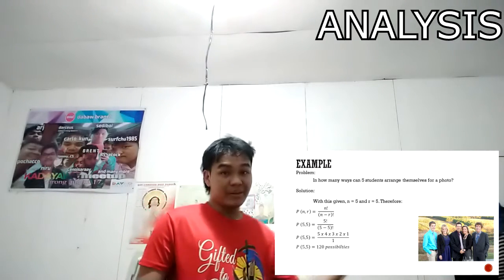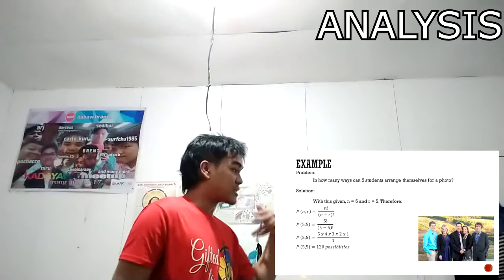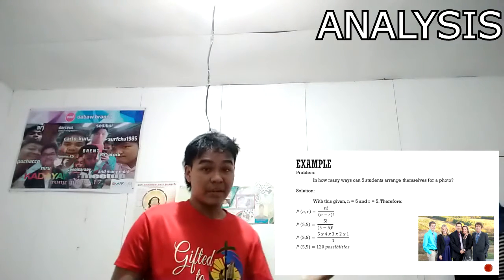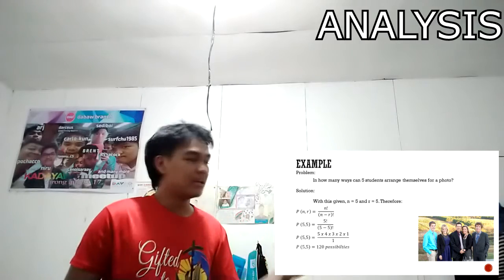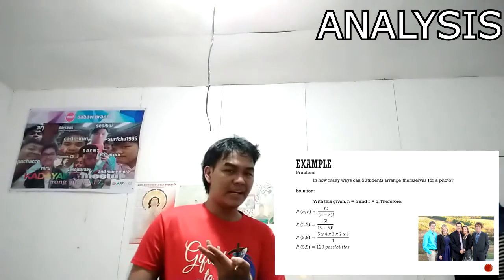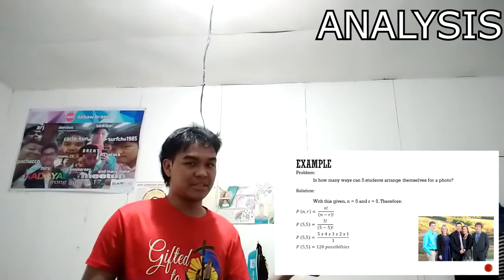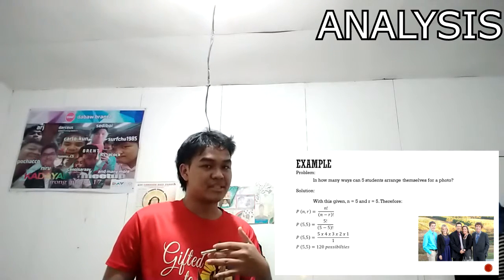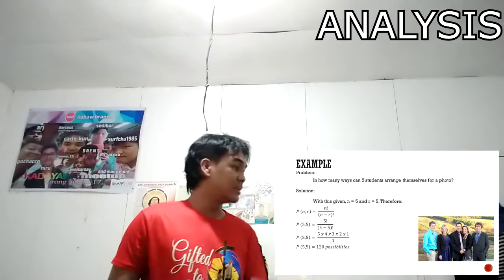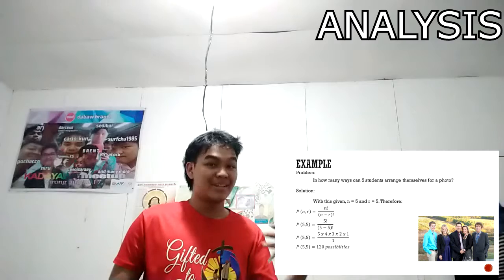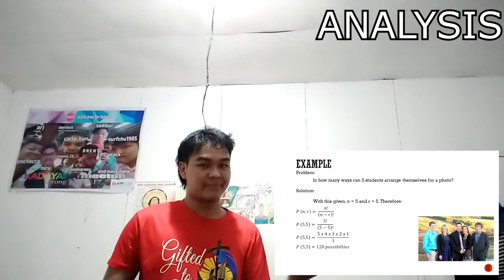Now that we know that both n and r are 5, we can now use the formula of permutation. So we have 5 factorial over 5 minus 5 factorial. So we have 5 factorial divided by 0 factorial. Since 0 factorial is 1, the product of 5 factorial is the number of ways that the students can arrange themselves in an orderly manner. So that means 120 possibilities that the students can arrange themselves.